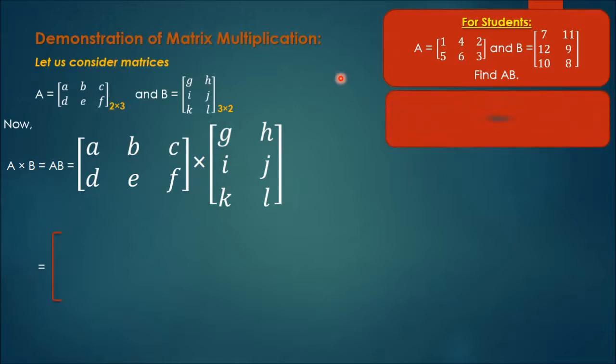Now see the components of product AB. They will be AB11, AB12, AB21, and AB22, and step by step we will find AB11, AB12, AB21, and AB22. Now the actual process of multiplication will start.